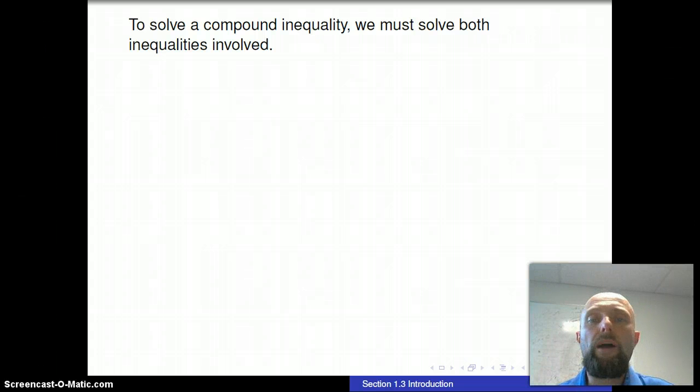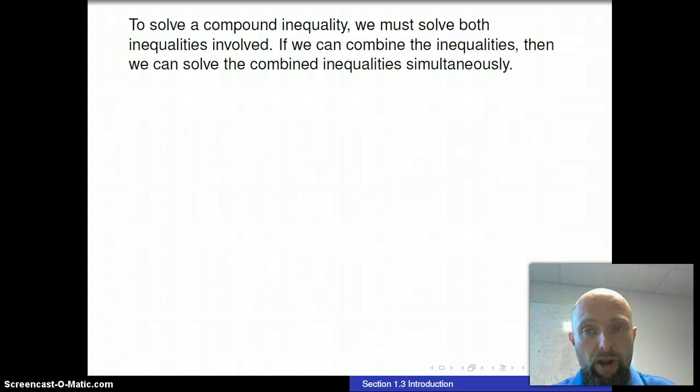To solve a compound inequality, we must solve both inequalities involved. If we can combine the inequalities, which happens when we have an "and" inequality and both inequalities deal with the same expression, then we can solve the combined inequalities simultaneously.